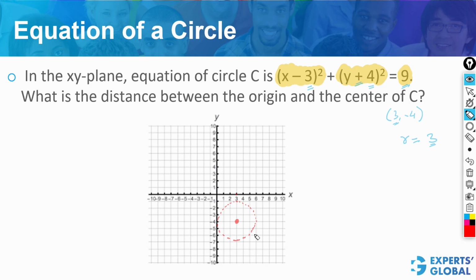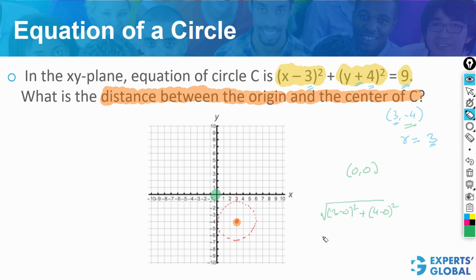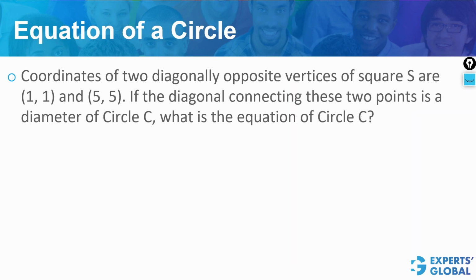The question is about the distance between the origin and the center. So all you need is the center of the circle. Origin we know is (0, 0). The center of the circle is (3, −4). So using the distance formula, we can find the distance between the 2 points. It turns out to be 5. That's the required answer. Please pause the video and solve this question.